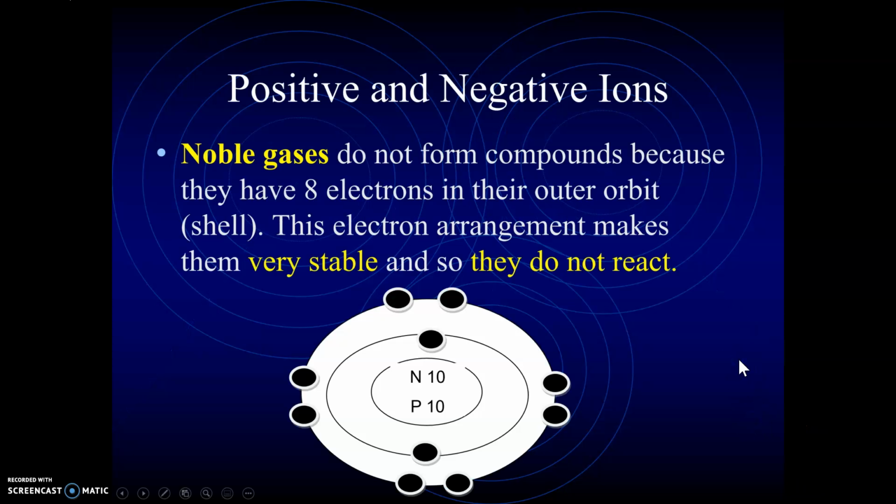So noble gases, they don't form compounds because they have 8 electrons in their outer orbit, in their outer shell. So you can see right here, they have a stable octet. There's 8 electrons in the outer shell. So that means they are stable, and they do not react.